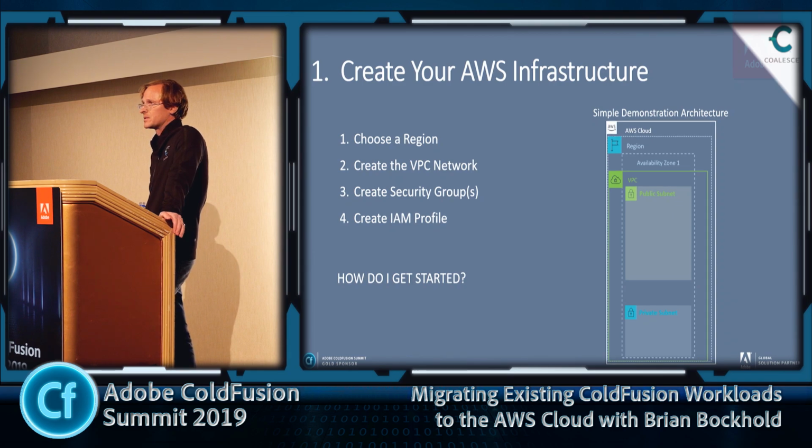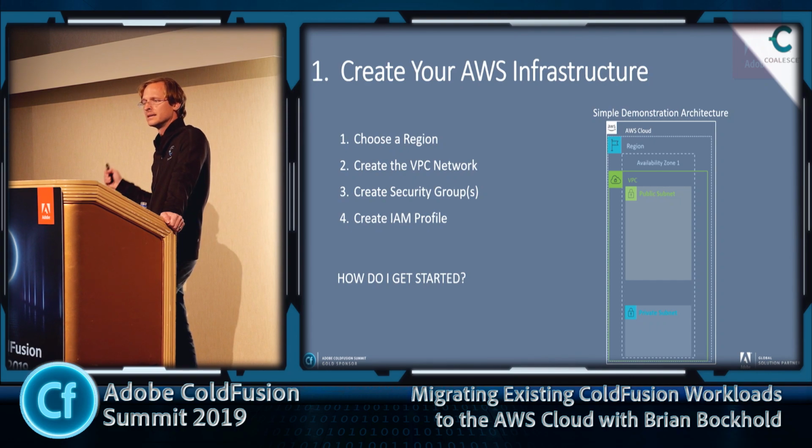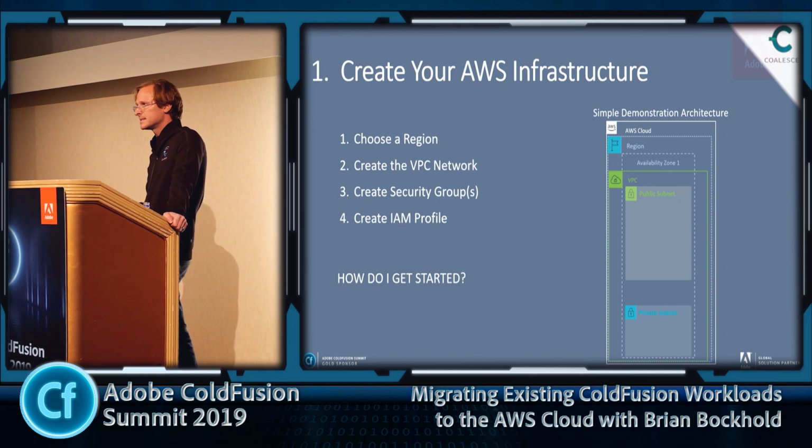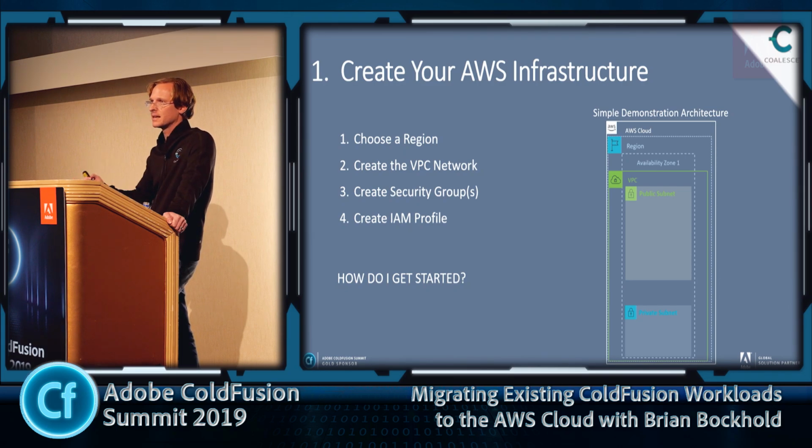So first step, create your infrastructure. Choose your region, create the VPC network, create your security groups for your firewalls, and create your IAM profile if you need access to AWS services. How would you get started with this? You can do it through the Management Console manually, step by step by step, reading directions. If it's your first time, good luck.